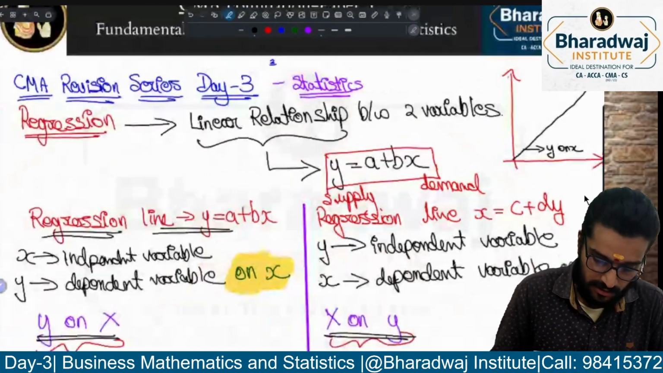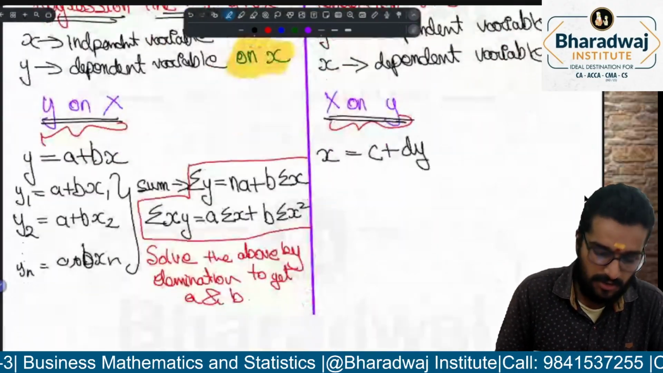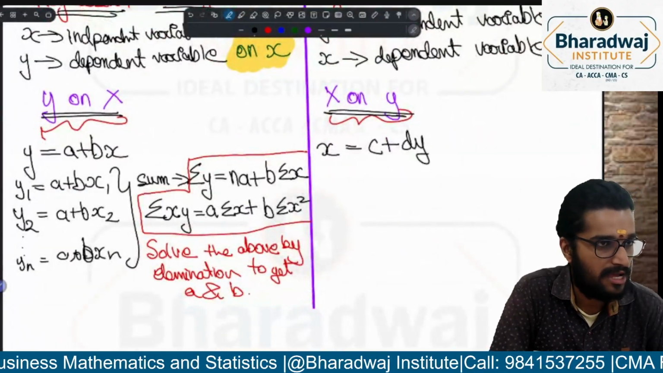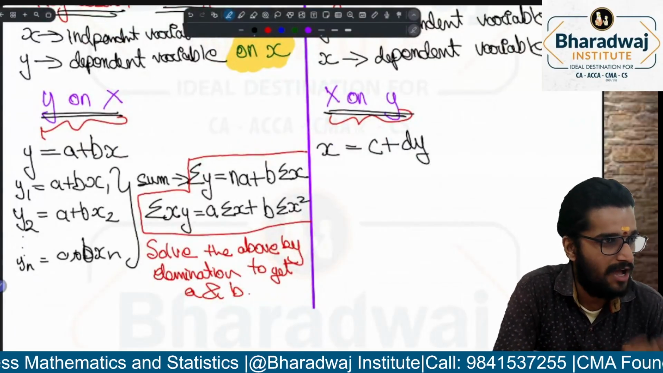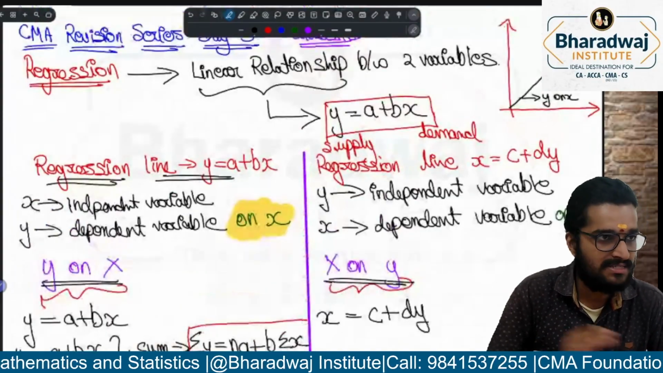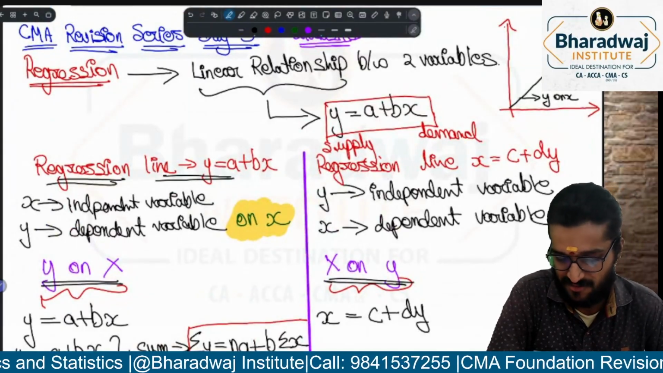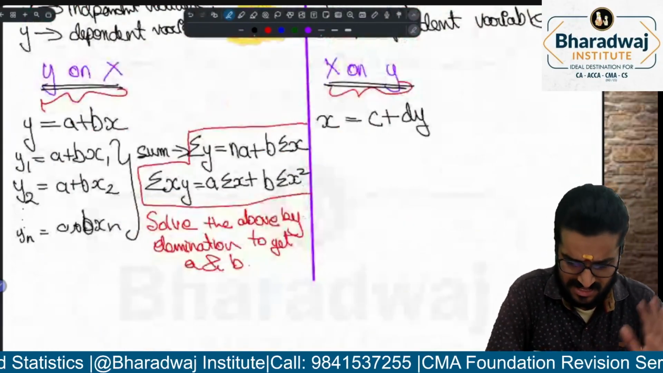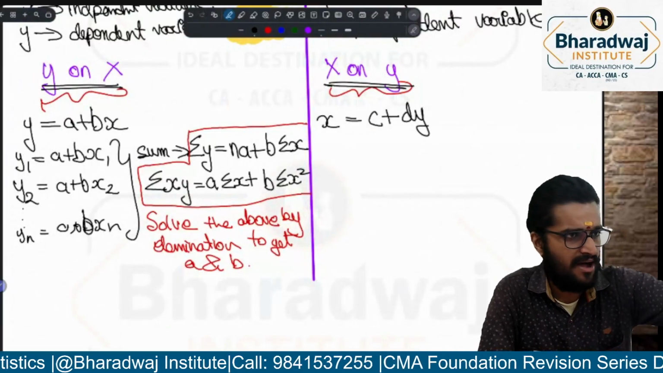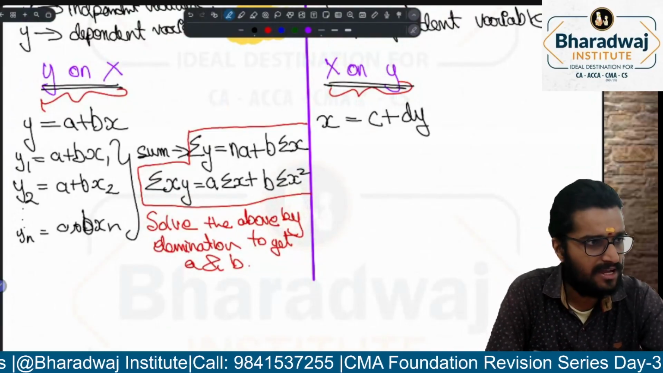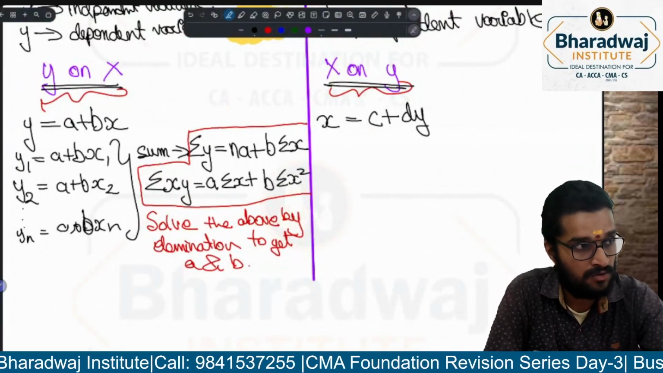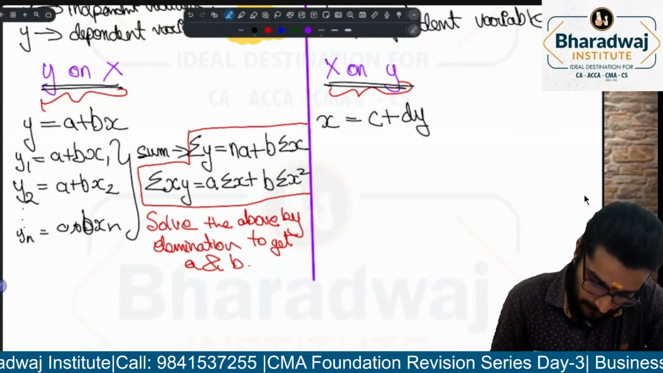And when you try to get that line, you will be getting y equal to a plus bx. It will give you a straight line, and I am placing that straight line in the graph something like this. Similarly, in a similar manner, I will be doing the same for x on y.